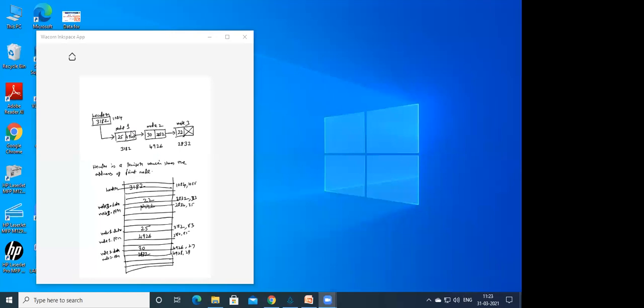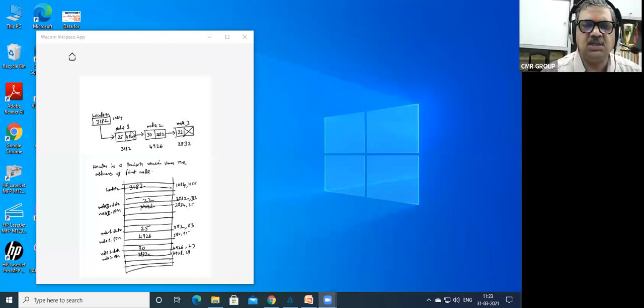Sir, is it a structure? Yeah, it is a structure. We are going to write it as a structure. I'll show you in the next class. As of now, you understand this.